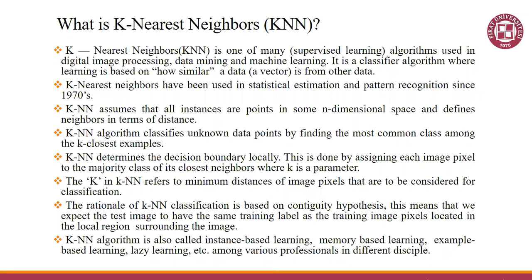The rationale of KNN classification is based on the contiguity hypothesis. This means that we expect the test image to have the same training label as the training image pixels located in the local region surrounding the image. The KNN algorithm is also called instance-based learning, memory-based learning, example-based learning, lazy learning, etc., among various professionals in different disciplines.